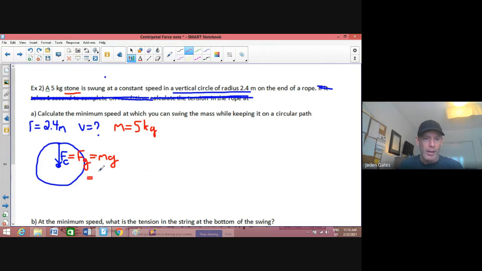And that's, I think, 49. It is 49. Beautiful. All right. So again, centripetal force is supplied by gravity. That's the whole key here. Our centripetal force is supplied by gravity.